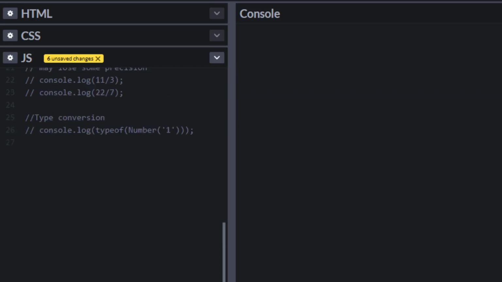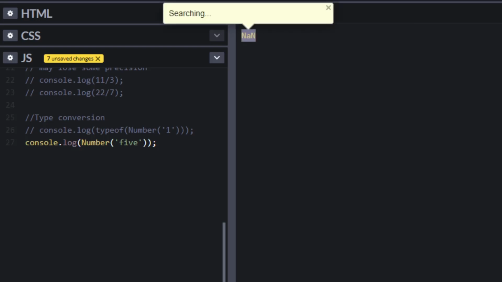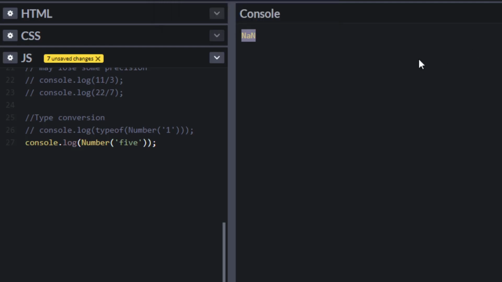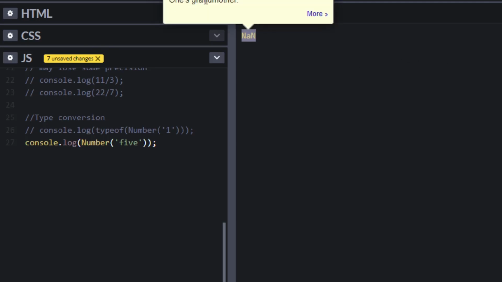Now let's see what happens when we try to explicitly convert something that isn't a number to a number. Let's try to convert this string into a number. Try to guess what happens. We get not a number. As I told you before, when you try to do any numerical operation that does not give you a meaningful result, JavaScript gives you NaN, which in English means not a number.